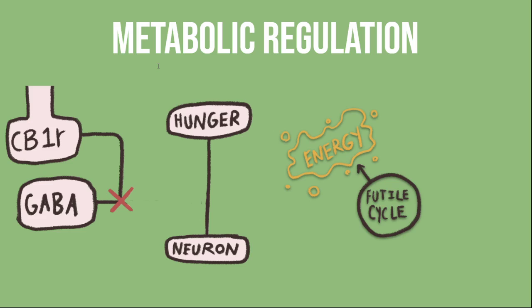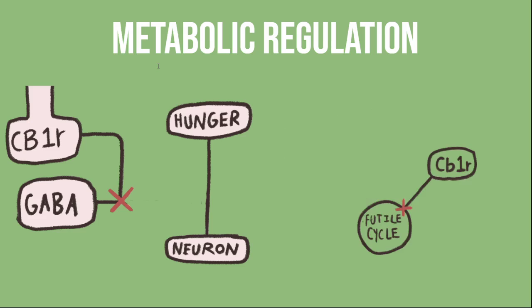The second and lesser known way that the endocannabinoid system is able to regulate our metabolism is by the regulation of futile cycles. So futile metabolic cycles occur naturally in our body, like all the time. They don't really do anything, though. All they do is expend energy. And when the CB1 receptor is expressed, it prevents these futile cycles from occurring, which will then save energy that was being spent by the futile cycle.